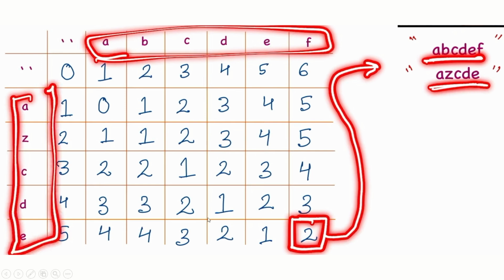And the m-n-th value, this is the value that we are actually looking for. This box means that in order to convert ABCDEF into AZCDE, we need two operations, and this is the final answer that we are looking for.